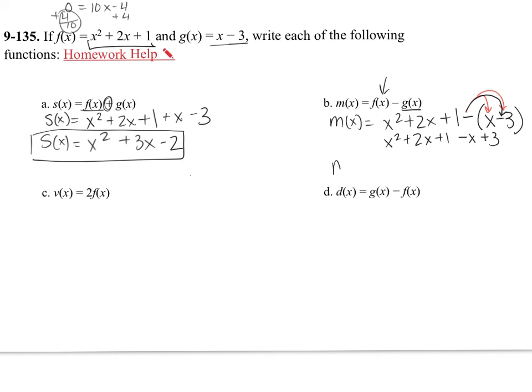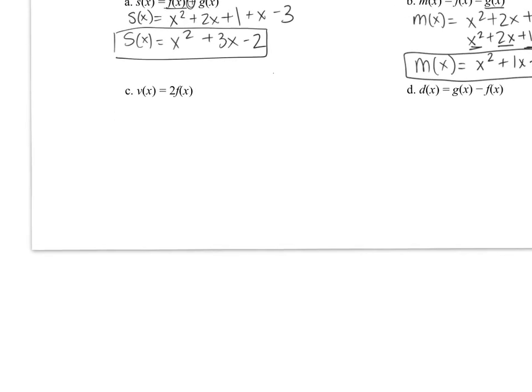To finally finish here, let's go ahead and combine like terms. I only have one x squared piece, but now I have 2x minus an x, so that's just 1x left over. And then I have 1 plus 3, so that's plus 4. Here's my new simplified version of that function m of x.